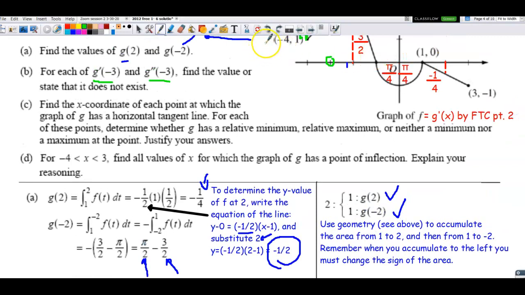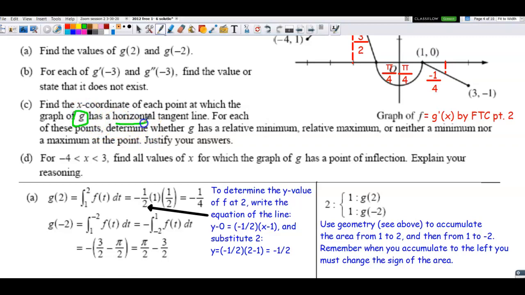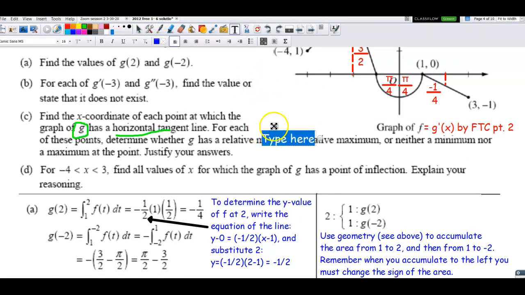Part C. I'm going to reset because it's getting messy. Find the x-coordinate of each point at which the graph of g, original, has horizontal tangent. So that means that for horizontal tangent, we know that g prime of x is equal to 0.